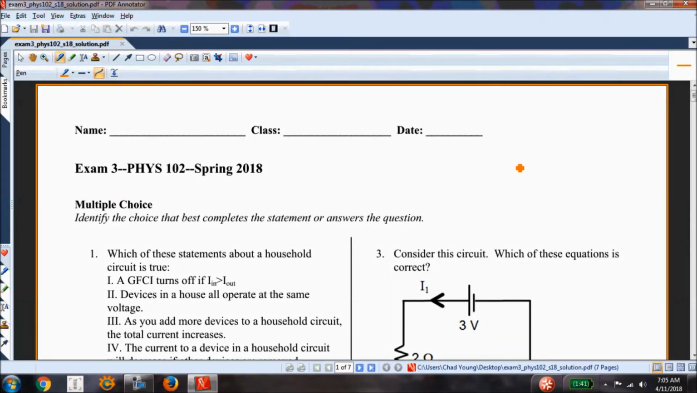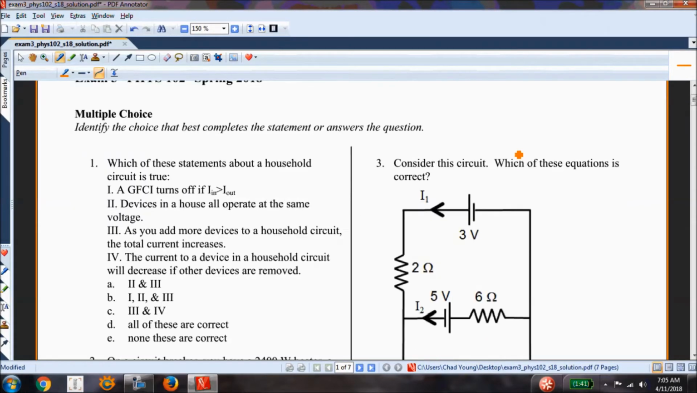Okay, this is exam 3 for physics 102. Which of these statements about a household circuit is true? A GFCI turns off if I in is greater than I out. That is a true statement.